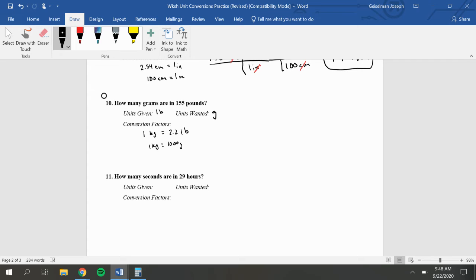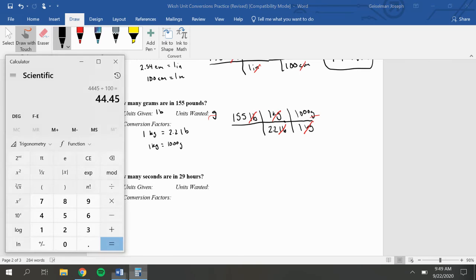So I can start with what I began with, 155 pounds. I'm going to divide that by 2.2 pounds, so our units cancel, and I'm going to put 1 kilogram up top. Then I can cancel, and I'm left with kilograms, which isn't what I wanted, but I can get to what I want at the end using that kilogram. So 1 kilogram is equal to 1,000 grams. And now I can cancel out the kilograms, and I'm left with grams, which is what I want anyways at the end.